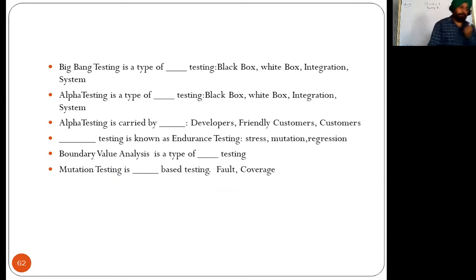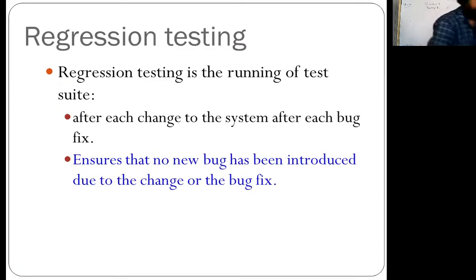So this is all about today's topic. Let me review all the things. What are the different types of testing? First is unit testing, then integration testing. There are types of integration testing. Then we did system testing: alpha, beta, and acceptance. These are the three types of system testing.